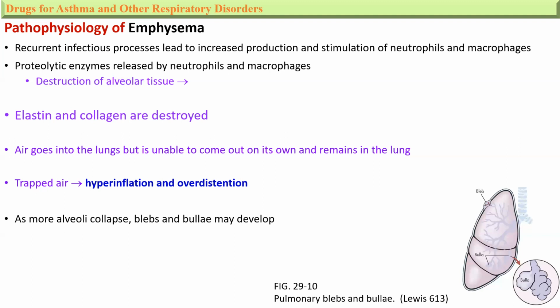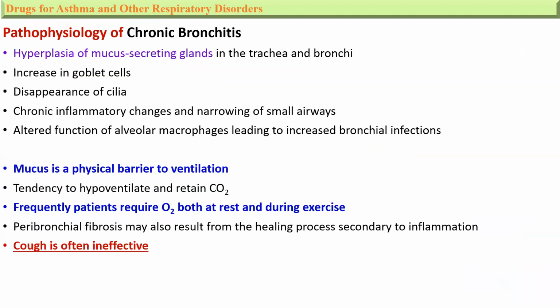So the hypoxemia usually develops late in disease, and the compensation is done by increasing respiratory rate to increase alveolar ventilation.